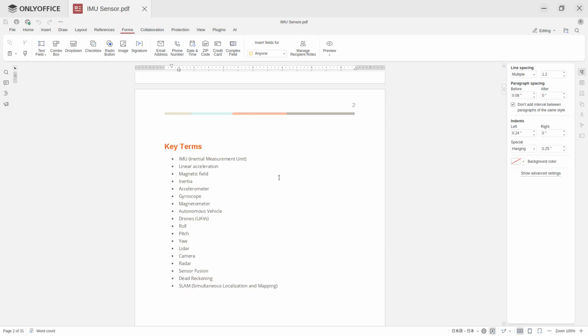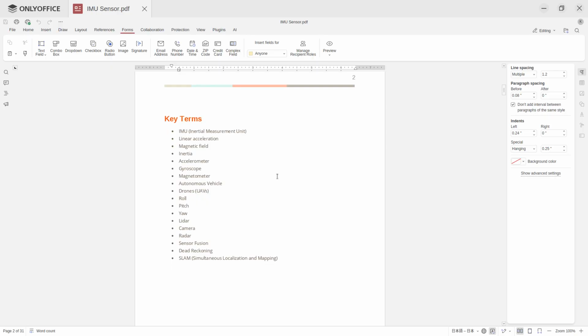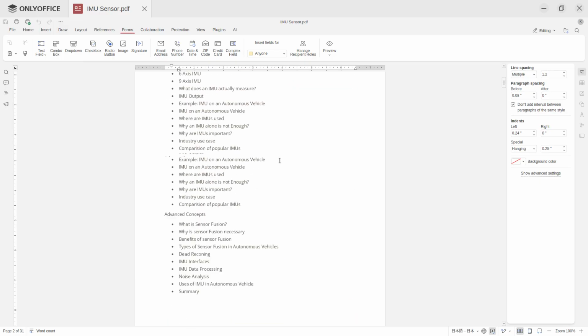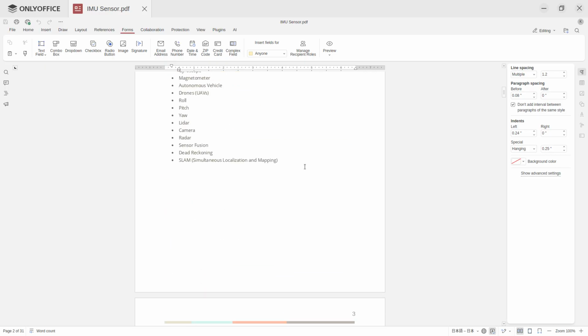Now let's go ahead. Before seeing this document, one thing which is very important is that we know the key terms. IMU stands for Inertial Measurement Unit. Then there is linear acceleration, magnetic field, inertia, accelerometer, gyroscope, magnetometer, autonomous vehicles, drones, roll, pitch, yaw, lidar, camera, radar, sensor fusion, dead reckoning, and SLAM. SLAM stands for simultaneous localization and mapping. So these are all the things that we will see in this document. Let's go ahead.